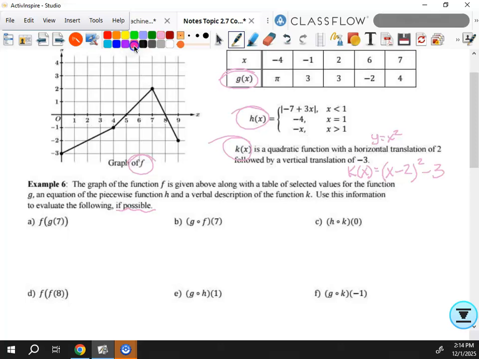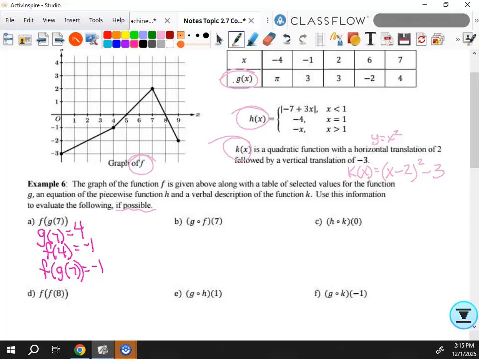Okay, so here we will start with f of g of 7. I've got to start by finding g of 7. Where am I getting that information? From the table, yeah. So what is g of 7? 4. Okay, so now I need f of 4. What is f of 4? -1. Therefore, f of g of 7 is -1. Any questions about where anything's coming from?